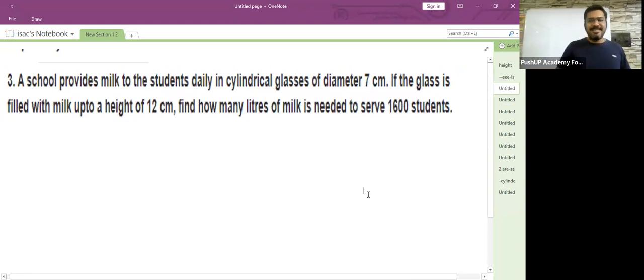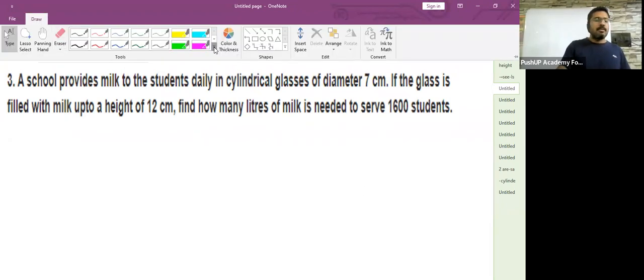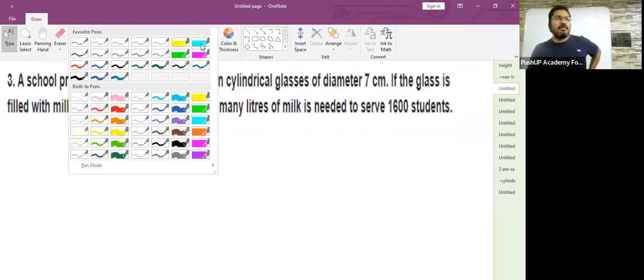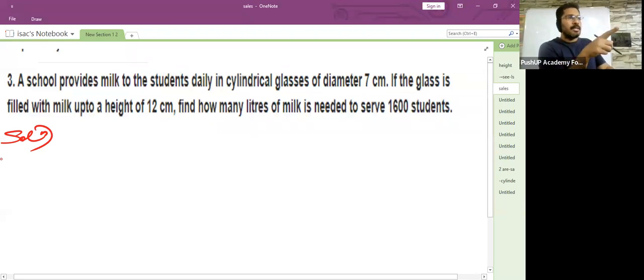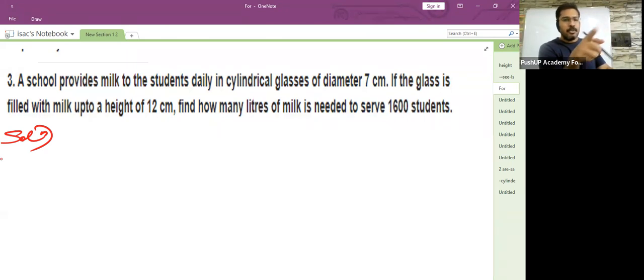Okay, start doing. The school provides milk to the students daily in cylindrical glasses. No, in government schools, they used to provide it before the midday meal. Now also it is there. Are you the city collector? No, right? You're so concerned about milk for the school children. You solve this somewhere.